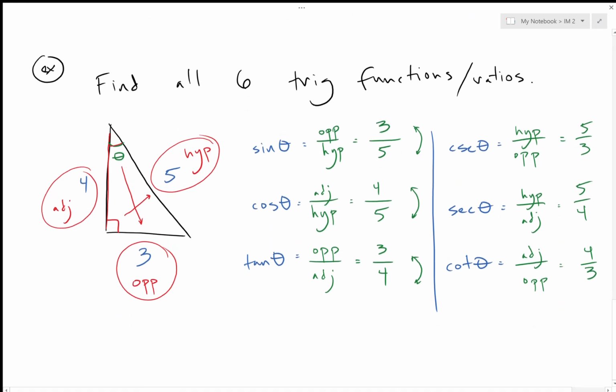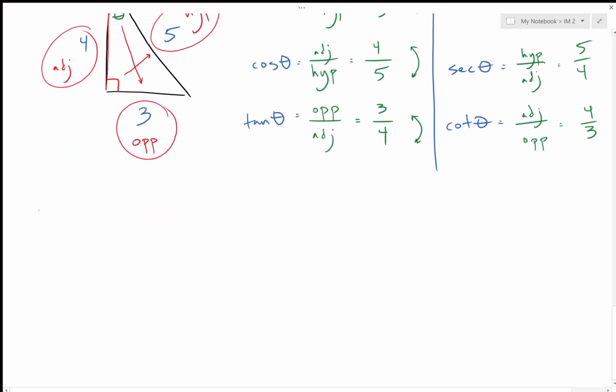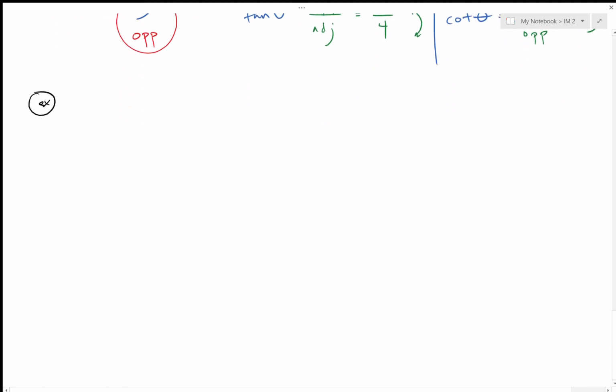All six trig functions. All right, let's try another one. So, for example, another right triangle.